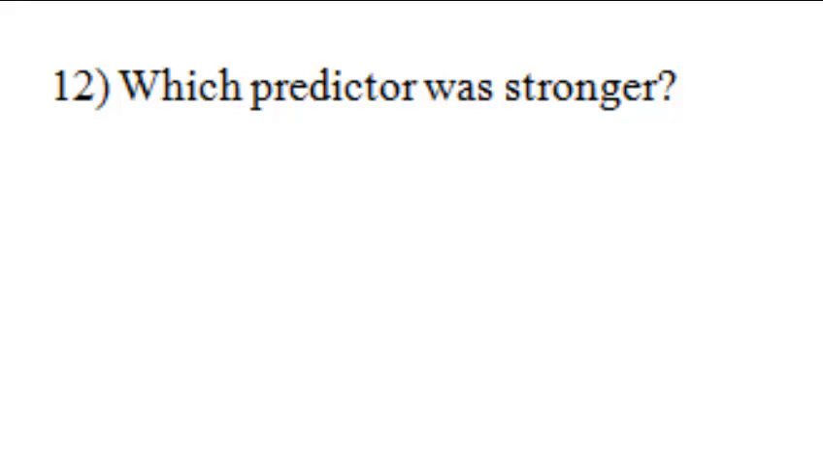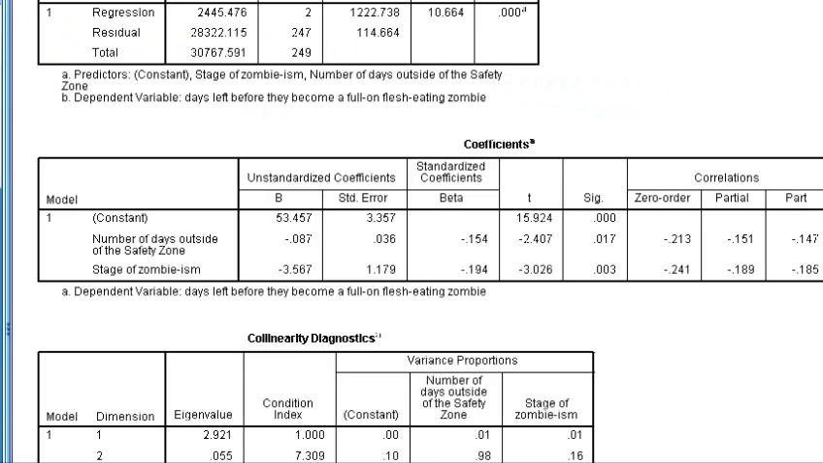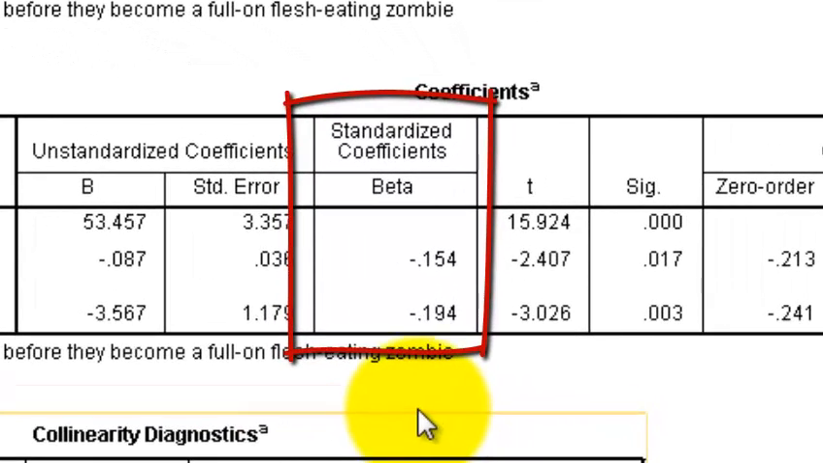So, which predictor was stronger will be the next question that we are concerned, extremely concerned. So, let's go to coefficients in SPSS again. You're going to find out that you use the coefficients table to talk about the individual predictors for pretty much everything. To check which predictors were stronger, which are weaker, we're going to look at the standardized coefficients, also known as the beta weights.